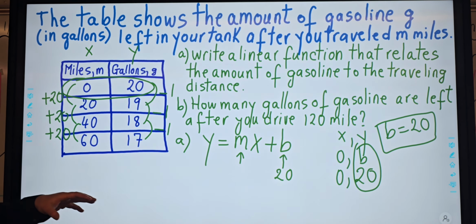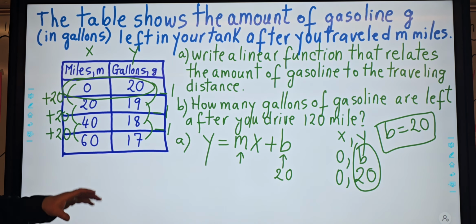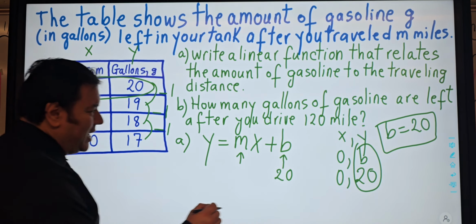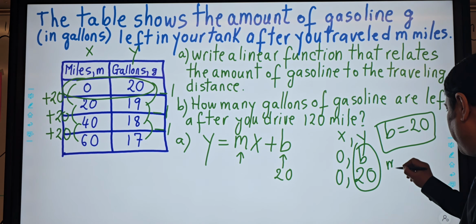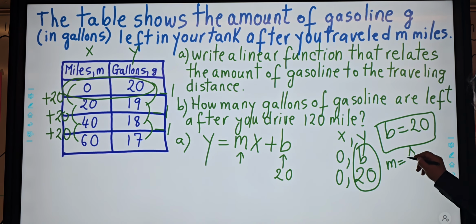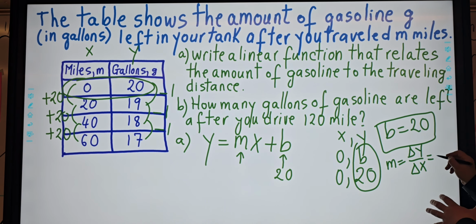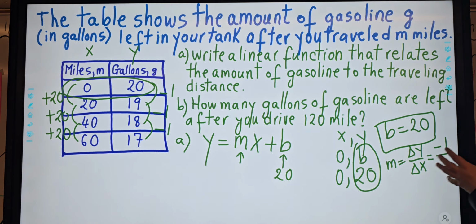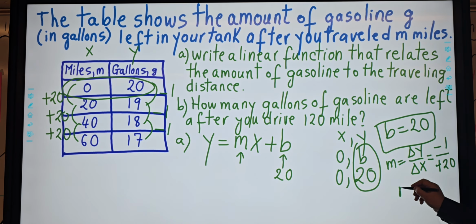And now let's try to find the m. So remember, the m is the change in y over the change in x. So let's write the m now. m equals delta y over delta x. So we have the change in y, which is negative 1 each time. So we have negative 1 at the top, divided by positive 20. So our slope is negative 1 over 20. So m equals negative 1 over 20.